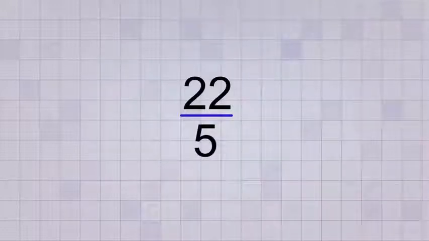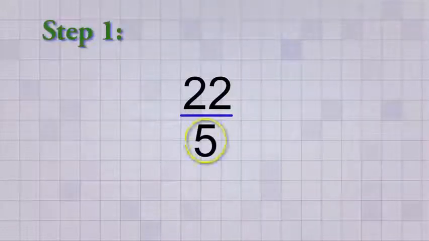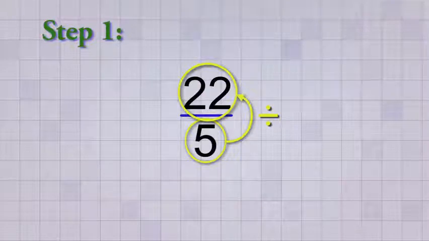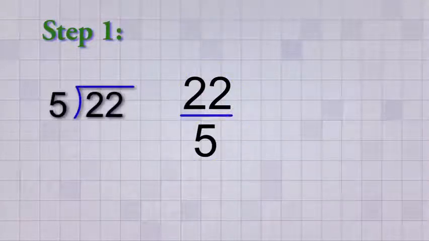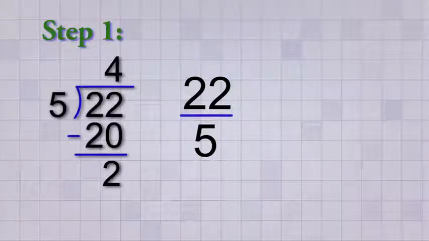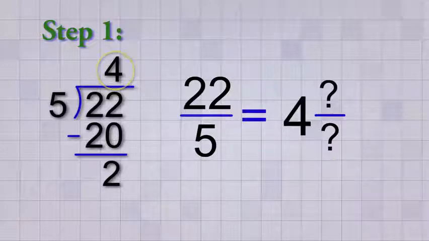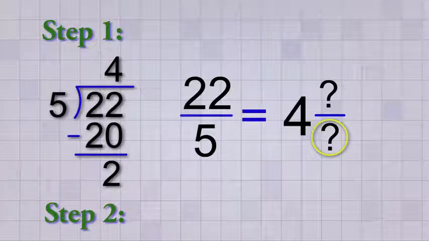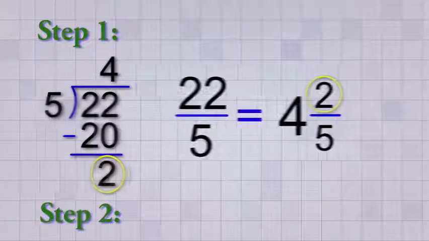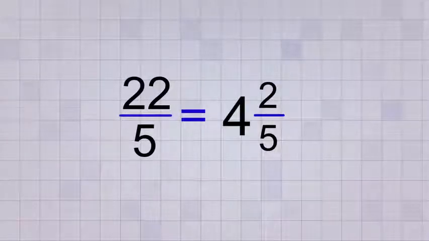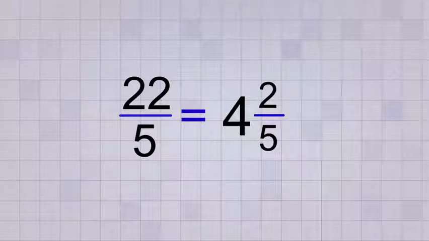Let's try one last example. Let's write 22 over 5 as a mixed number. Again, the first step is to see how many times the bottom number divides into the top number. In this case, 5 goes into 22 4 times with a remainder of 2. So we know that the whole number part of our answer will be 4. Now for the fraction part. The bottom number will be the same as the bottom number of our improper fraction, 5. And the top number will be our remainder, 2. So 22 over 5 is the same as 4 2/5.